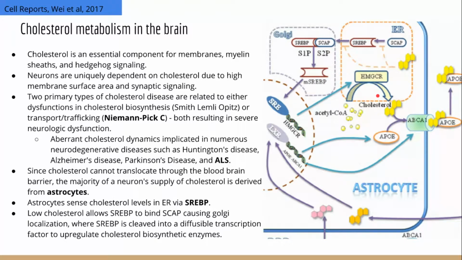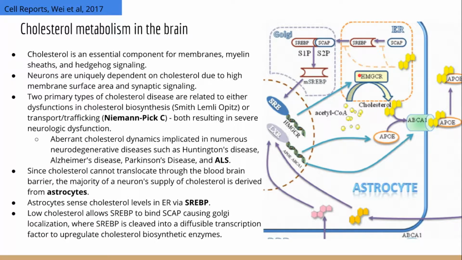So once cholesterol is produced in the astrocyte, it gets picked up by this protein that we discussed, APO. APO lipidates itself with the cholesterol and is then secreted through the ABCA1 transporter. And now we have cholesterol outside of the cell, outside of the astrocyte, on these APO proteins, which are then recognized by neurons.